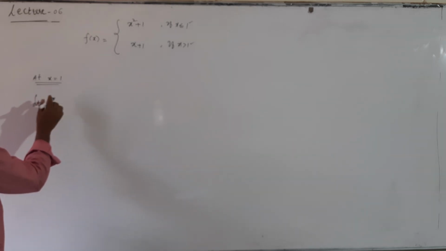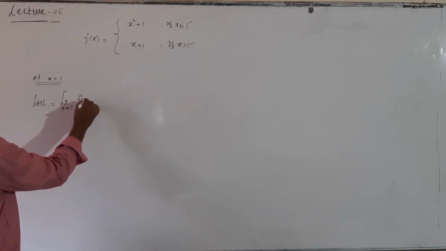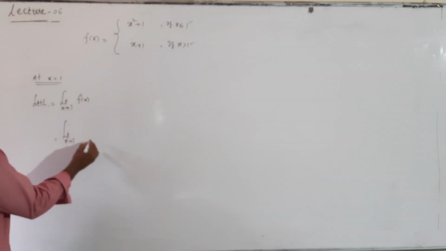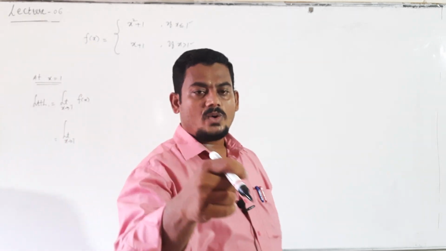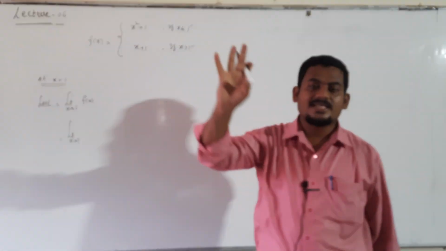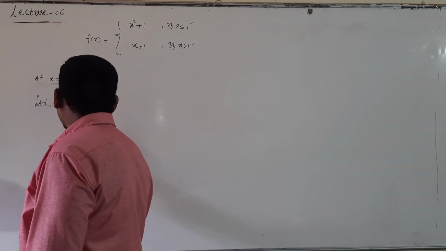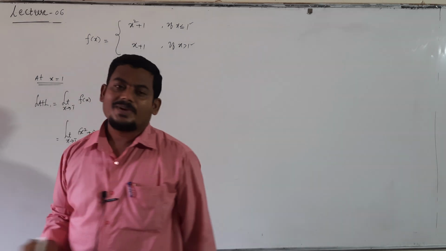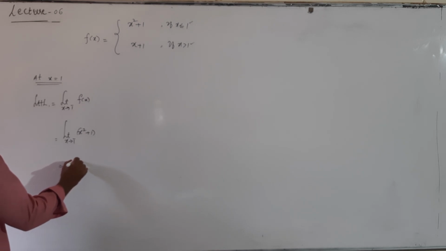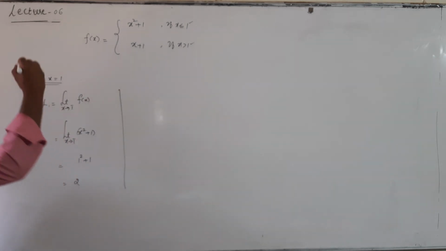Left hand limit is equal to limit x tending to 1 minus f of x. Extending to 1 minus means less than 1. When x is less than 1, what is our f of x? x square plus 1, right? Replace f of x, then put this x value. x value 1 means 1 square plus 1 only, that's equal to 2. This is our left hand limit value.